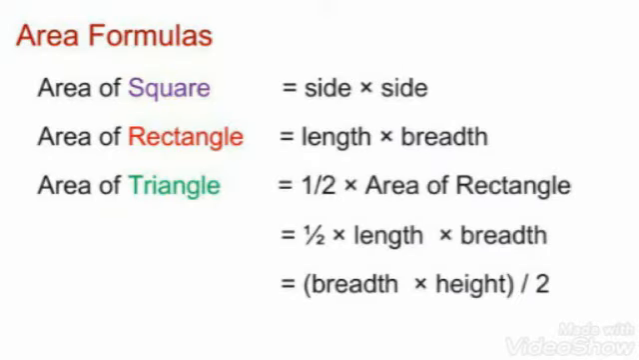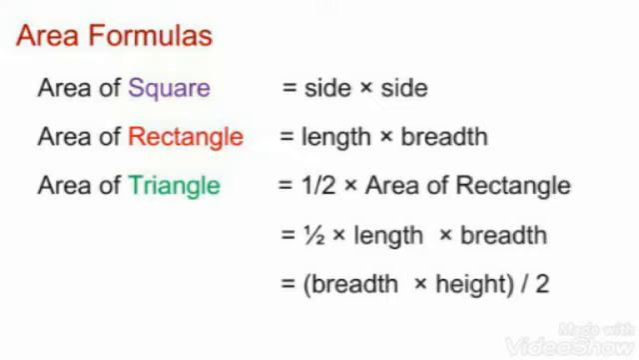Area formulas. Area of square is equal to side into side. Area of rectangle is equal to length into breadth. Area of triangle is equal to half into area of rectangle. So area of rectangle, what is that? Length into breadth. Therefore half into length into breadth, which is equal to base into height divided by 2. That is, you can say base into height divided by 2 is the area of triangle.